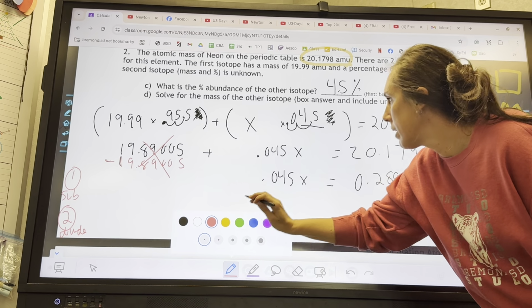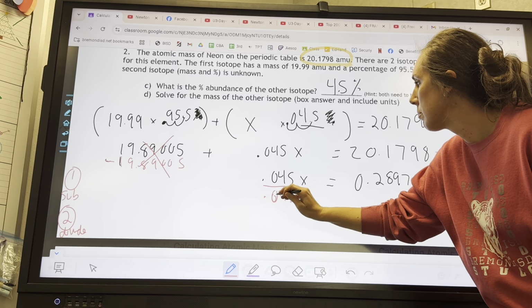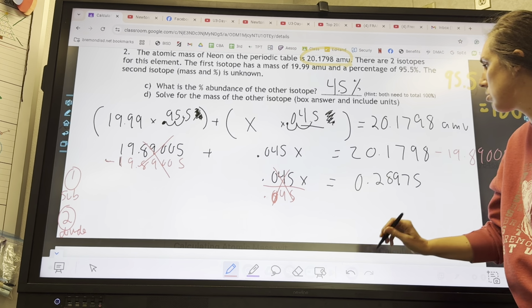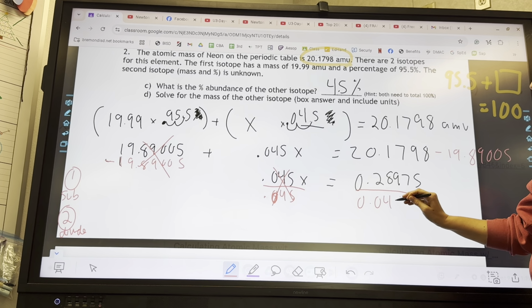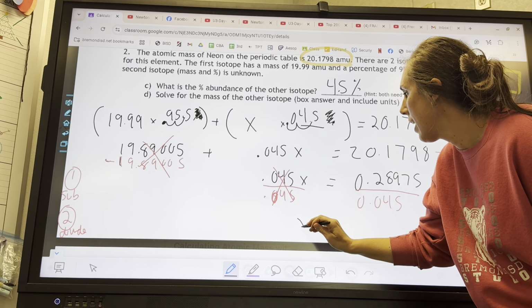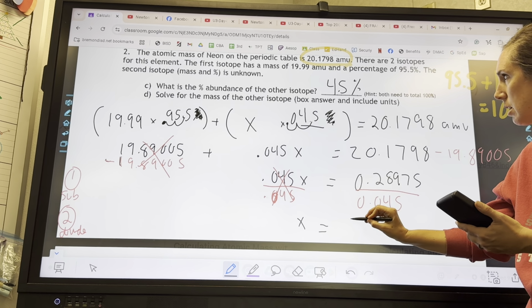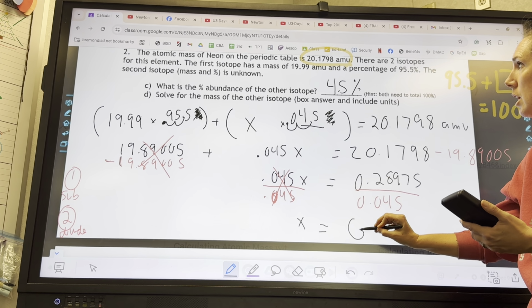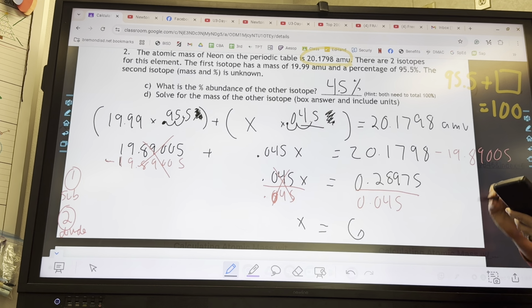Let me get my red pen out. Divide by 0.045. That's going to cancel those two out. Divide by 0.045. Okay, so then I'm left with x equals 6.4. Yeah, this doesn't seem right. I have an error somewhere.